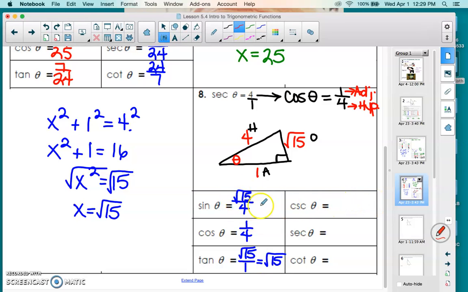Okay, cosecant, flip the sine one. It's the reciprocal of sine. And then this time you're going to have to rationalize to make it nicer looking. So we're going to multiply by radical 15. And I ran out of room, so I'm going to have to go up here. So it'd be 4 radical 15 over 15, which doesn't reduce. So that's your answer. Secant is the reciprocal of cos. That is going to be 4, which again, was given in the problem. And then cotangent is the reciprocal of tangent. So that would be 1 over radical 15, but rationalize like you did for the cosecant function. So it would end up being radical 15 over 15.